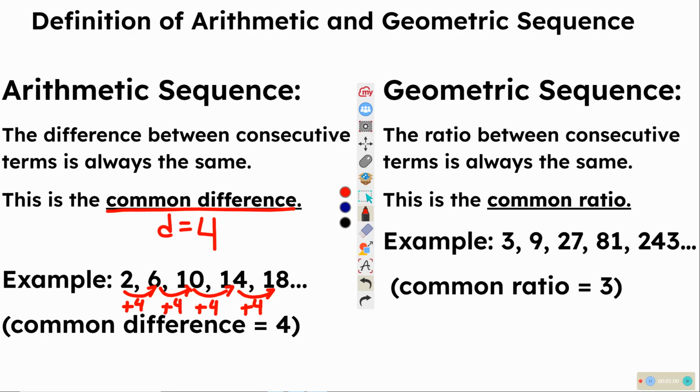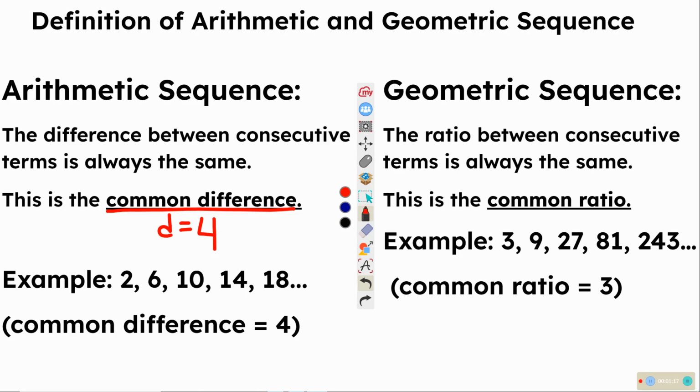And this is the definition of an arithmetic sequence. If we have an arithmetic sequence, then I know it should be adding the same value each time to each term. And if I have a sequence that's adding the same value every time, then we call that an arithmetic sequence. So that's the definition.